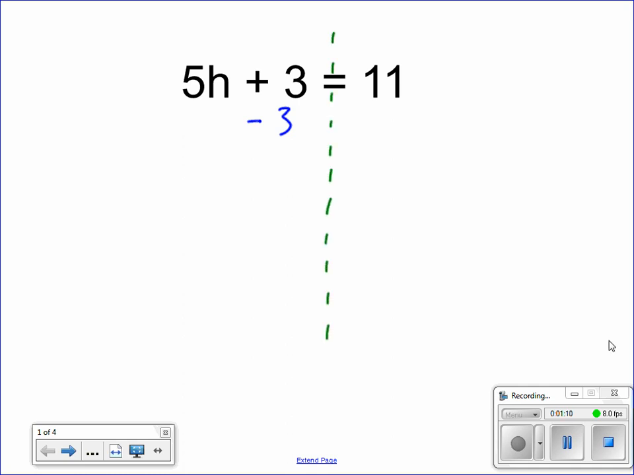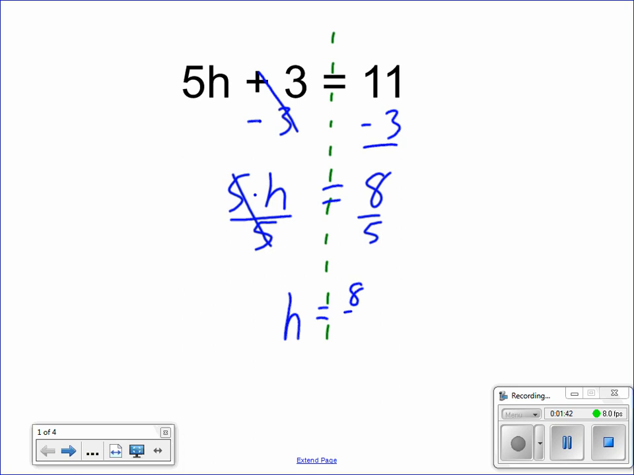Whatever I do to one side of the equal sign, I have to do to the other side. So if I'm going to subtract 3 from that side, I have to subtract 3 from this side. I end up with 5h, because these cancel. 11 minus 3 is 8. 5h equals 8. Now to get rid of this times 5, I do the inverse, the opposite operation. I divide by 5. Those cancel. Divide this side by 5. h equals 8/5. And we can simplify that, but right now, we can just leave that as an improper fraction.